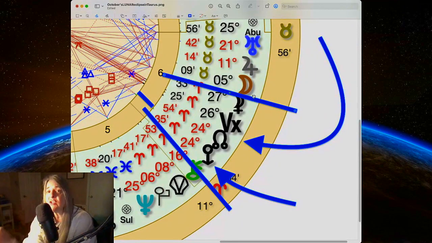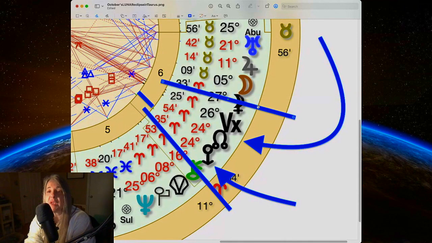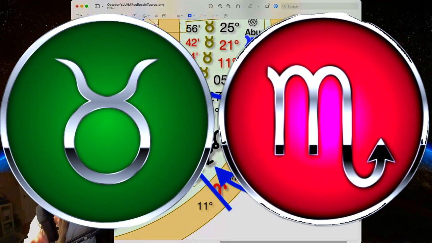I have mentioned this in the past. Eclipses will show up in your life 6 months before the actual date of the eclipse if you have something within the 2-degree orb of the eclipse. So that would mean between 3 and 7 degrees of Taurus. Between 3 and 7 degrees of Taurus and Scorpio. Right? It's at both ends, folks.